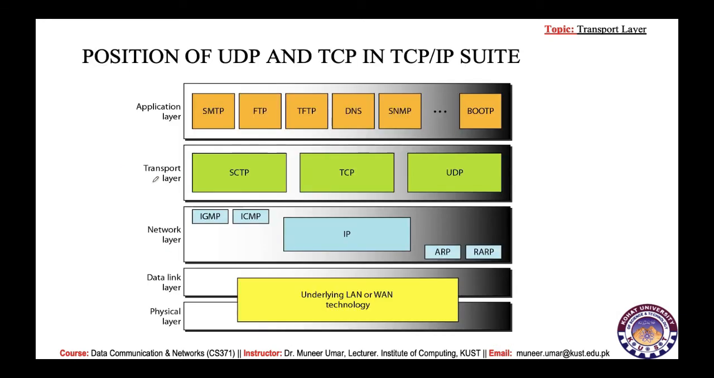So if we look into the TCP/IP suite, the transport layer has TCP and UDP. These two protocols are well known and mostly used by different routing protocols or for different communication purposes. We have also another protocol, that is HTTP. So we will study TCP and UDP in the coming slides.